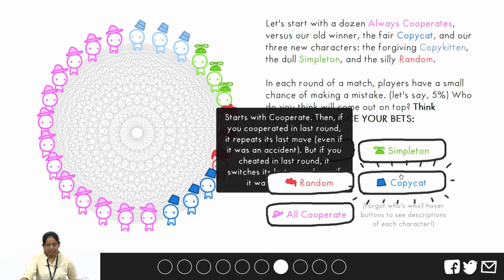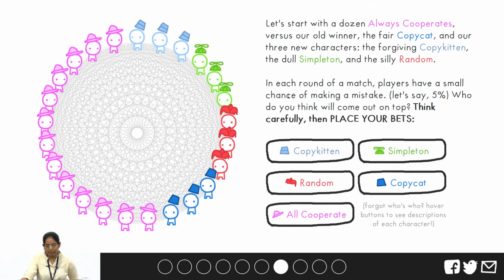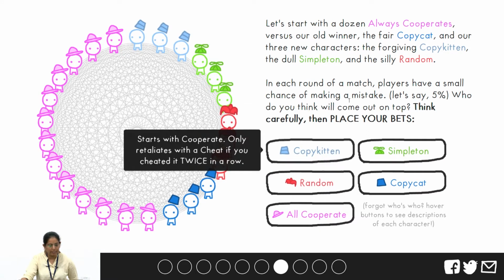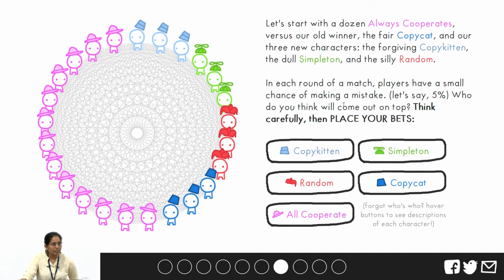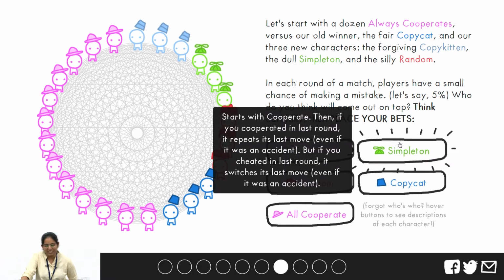So the strategies are hopefully clear. We already know copycat and cooperators from before. Random is random. Copykitten cheats back only when cheated twice in a row. And simpleton does some complicated thing, which I'm flashing here briefly if you want to think about it.